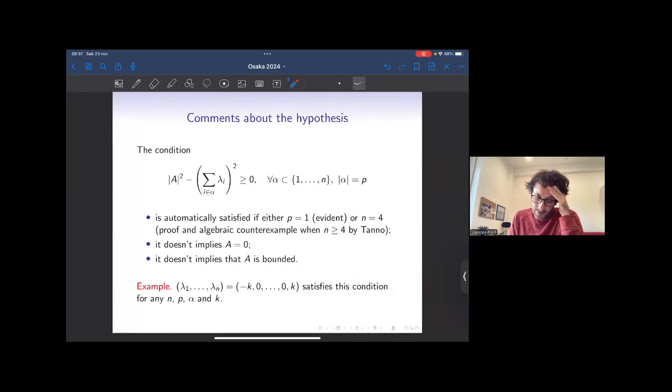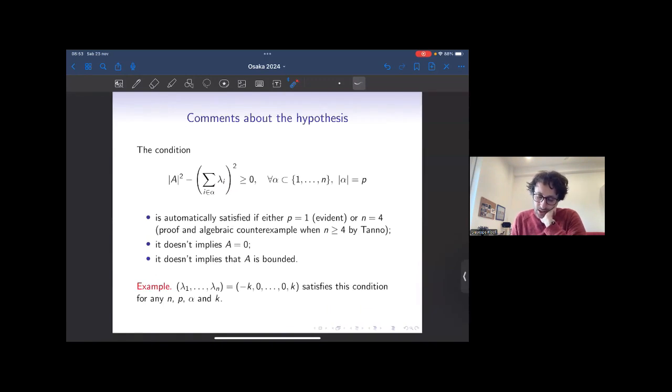Moreover, to be honest, at the moment we don't know how strong this condition is, but for sure it doesn't make the problem trivial, in the sense that after this condition it's not automatically true that the second fundamental form is 0, or that the second fundamental form is bounded. From at least an algebraic point of view, if you have a matrix like this, with the sum of the lambdas equal to 0, it's easy to check that it satisfies this hypothesis for any n, for any p, for any alpha, and for any value. So of course it is a new hypothesis, but it does not trivialize the problem.